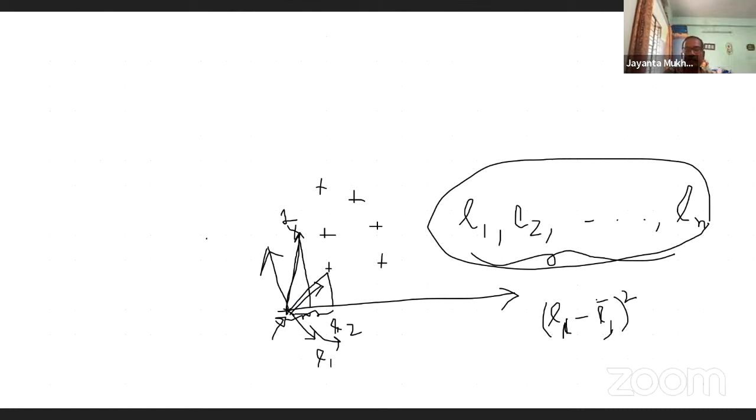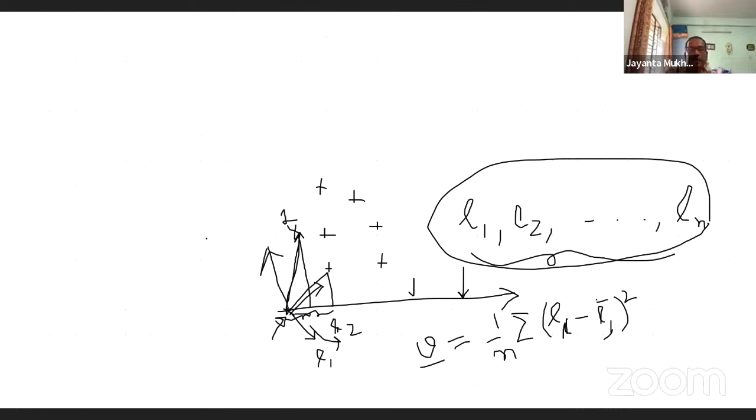Like every variance is expressed. So if there are n points, it is the average of the square of deviations from the mean of this distribution. So this is the variance, the variance associated with this direction. So in your principal component analysis, we would like to find that direction, which is the principal direction, where this variance will be maximum.